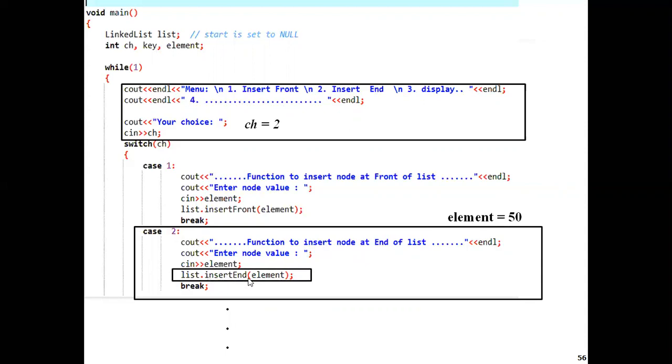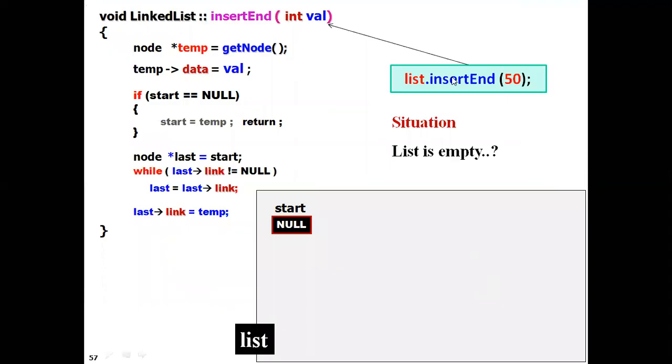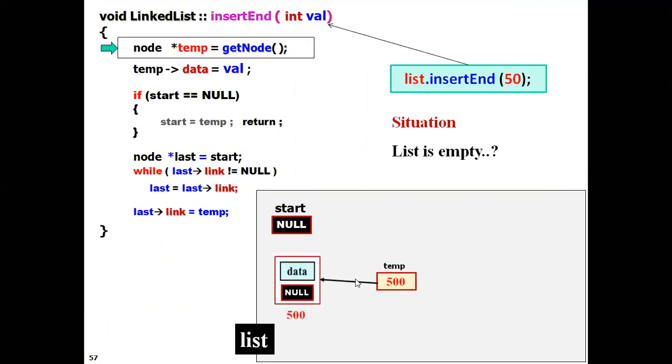So you're calling the insert end function and the element is 50. Your function call will look like this: list dot insert end 50. So the function will be called for the element 50. This function will start execution. And our situation is the list is empty. Initially the list is empty, so it will come to the first line. You already know what the first line is. It simply creates the new node in the heap and its address will be returned to temp.